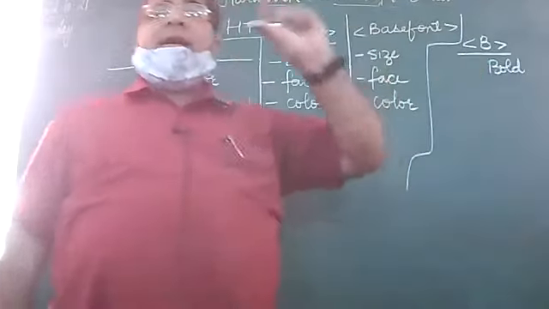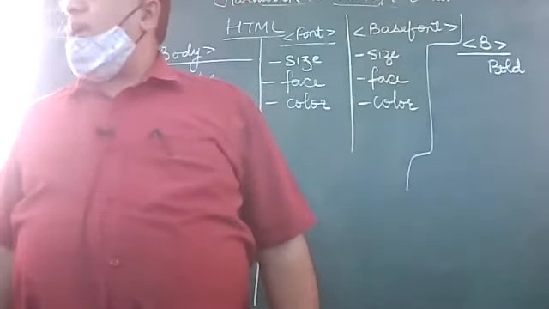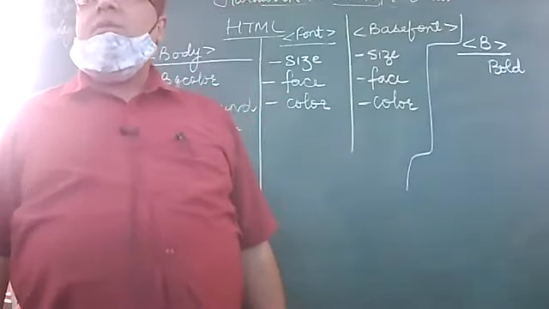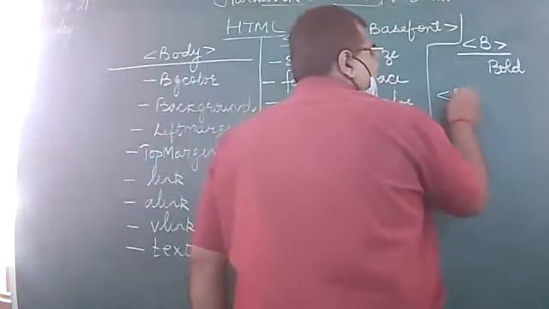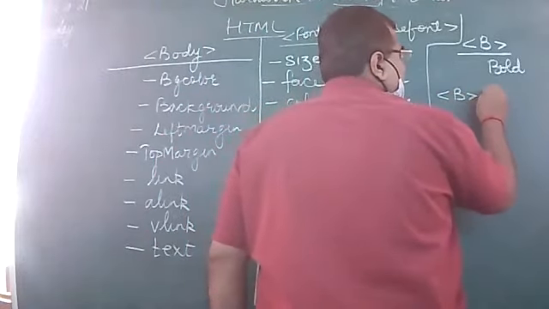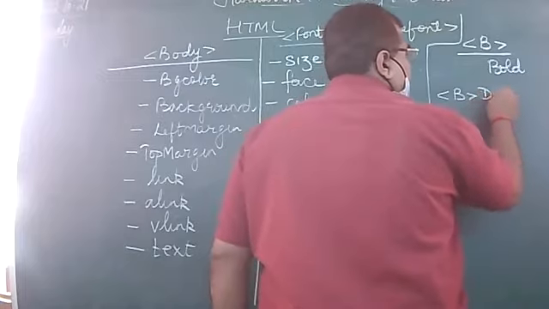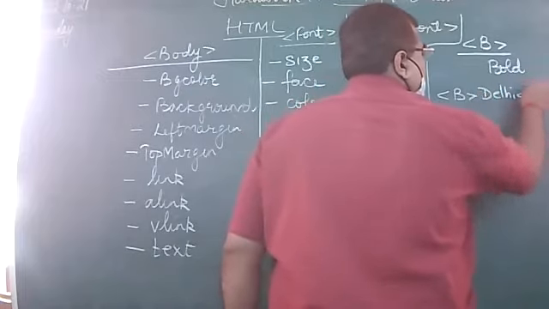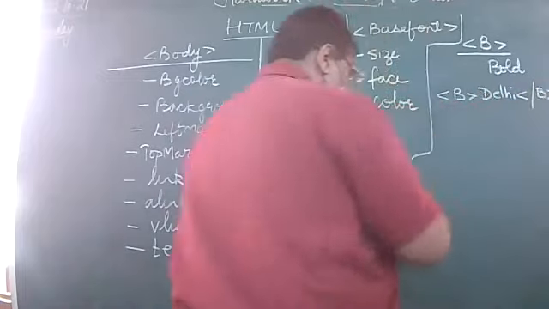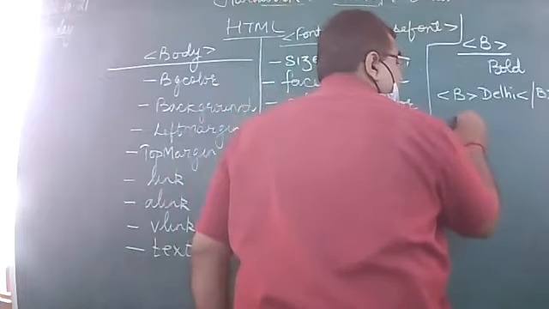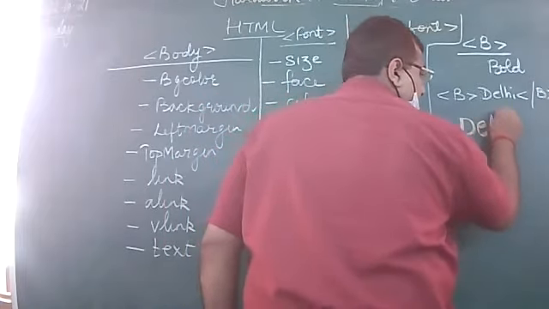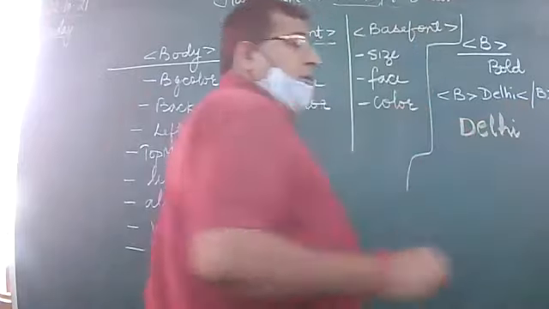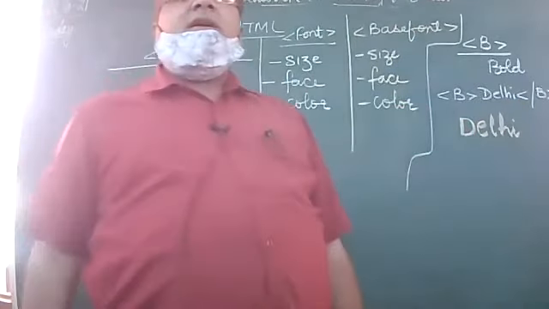Whatever you write inside the B tag, it will appear bold. Bold means dark, thick. For example, I say B daily and I close the B tag. It will appear in the bold form, thick and dark.